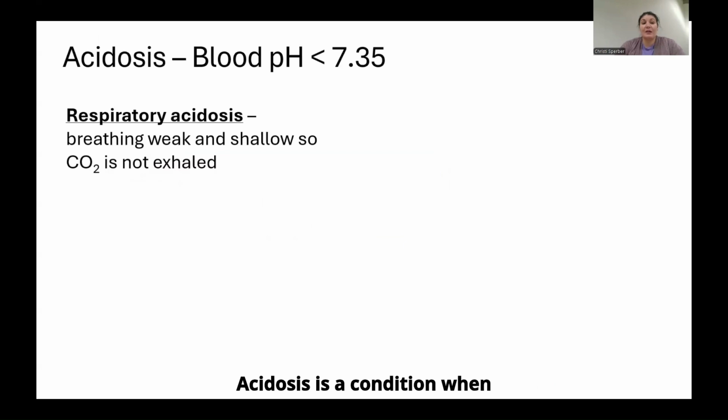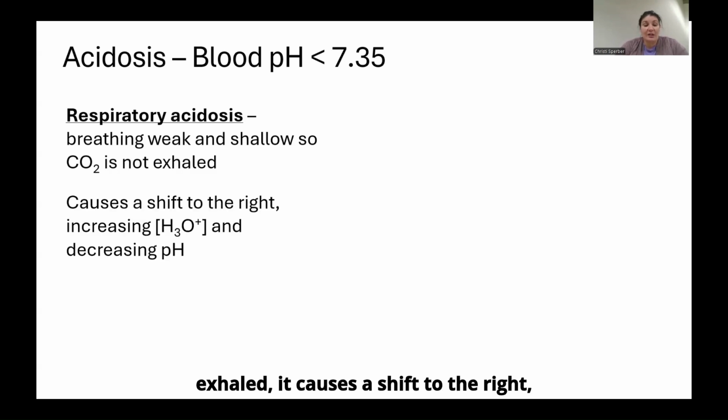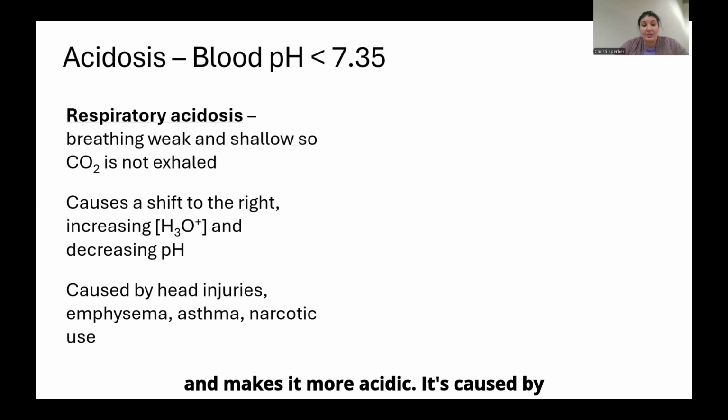Acidosis is a condition when the blood pH is less than 7.35. Respiratory acidosis is when your breathing is weak and shallow and carbon dioxide is not exhaled. It causes a shift to the right, so it increases the concentration of hydronium ions and therefore decreases pH, which makes it more acidic. It's caused by head injuries, emphysema, asthma, and narcotic use.